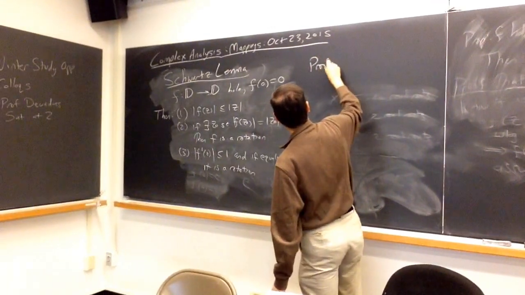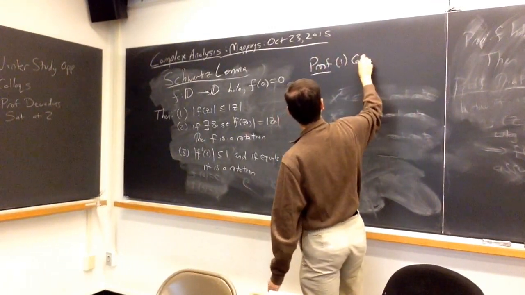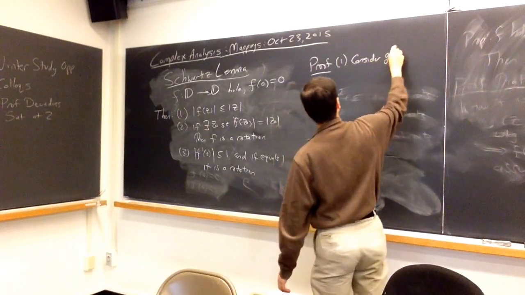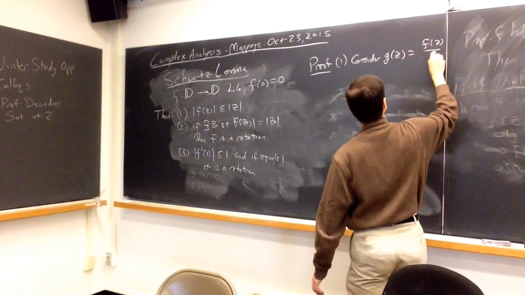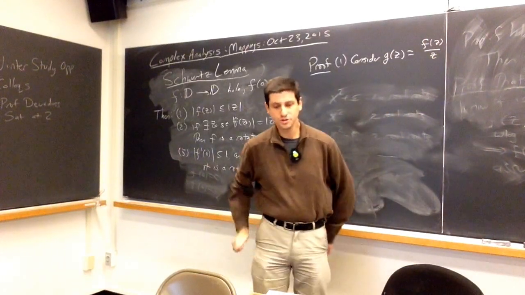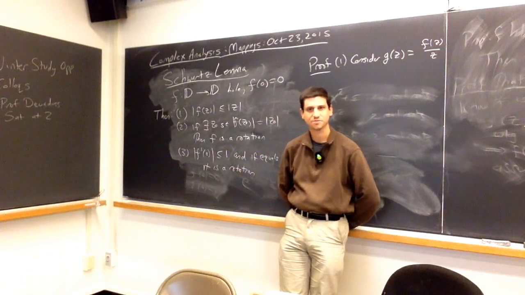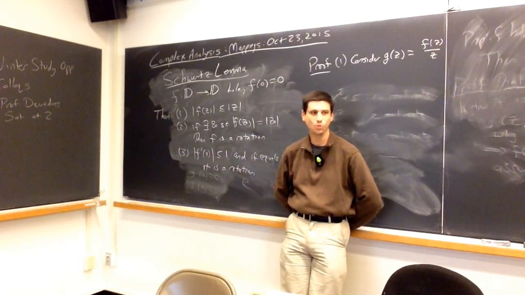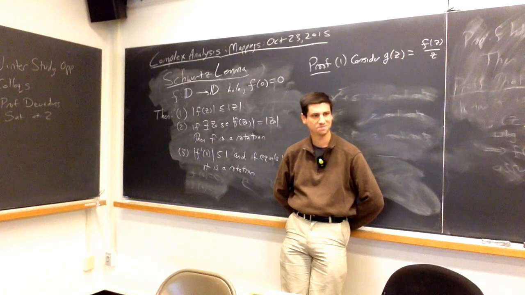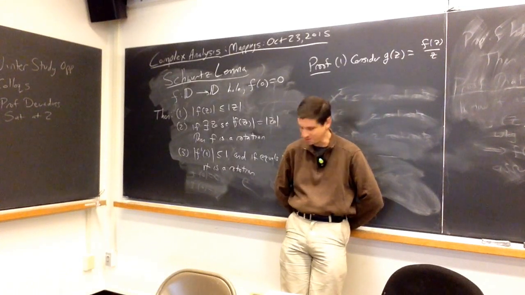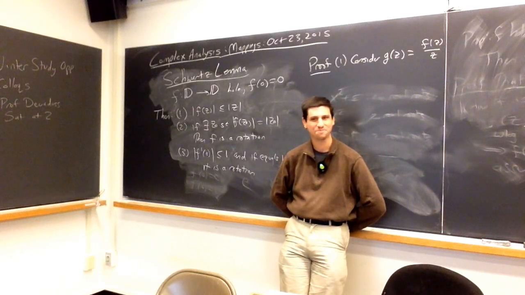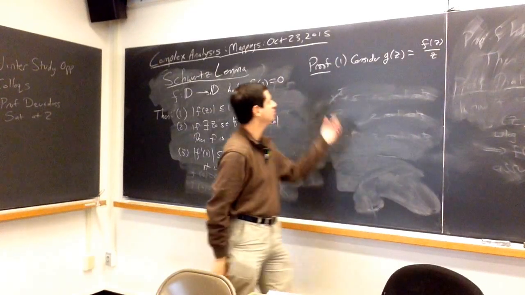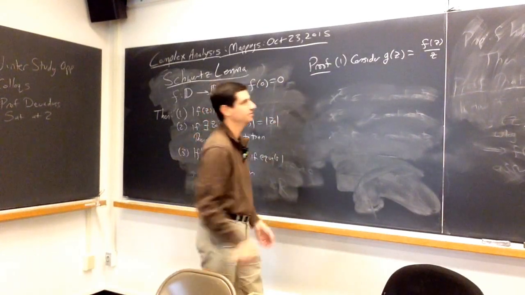So let's prove the first one. Let's consider g of z equals f of z over z. So what's your first concern as soon as I do this? What about z equals 0? Chill, relax. So why am I not too concerned about z equals 0? Because you said f of 0 to be 0. Yeah, we said f of 0 is 0, so we have a removable singularity.